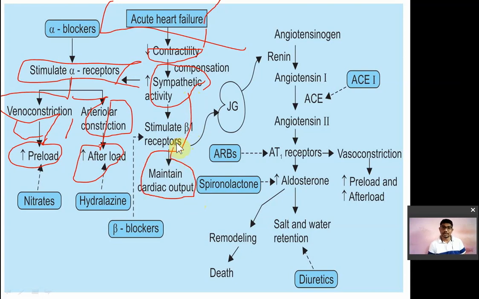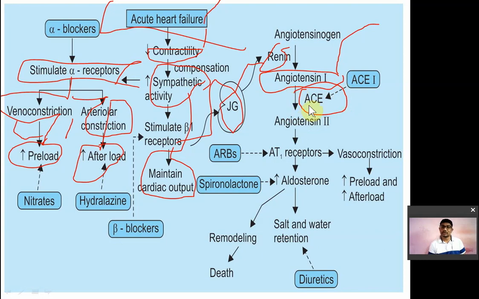And third thing, again noradrenaline will do this. It will stimulate the juxtaglomerular cells of kidney to release the renin. Now renin, what is the function of renin? Renin will convert angiotensinogen to angiotensin 1, and this angiotensin 1 will be converted by ACE, angiotensin converting enzyme.